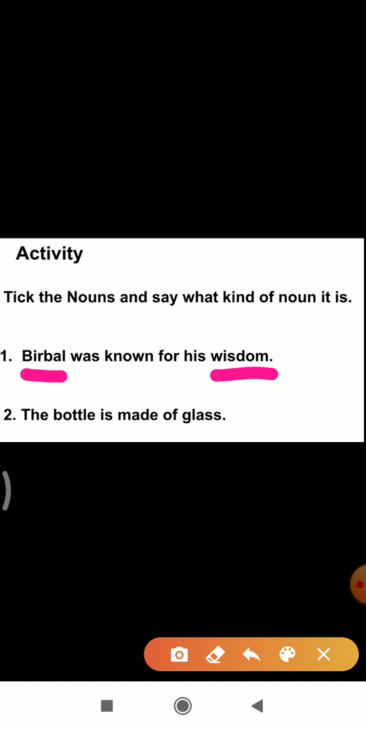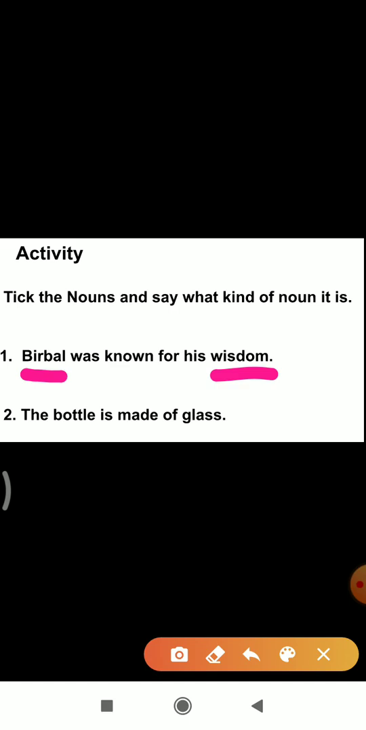Okay, and the next noun, wisdom, what is it? Is it the name of someone special? No. Then can you see wisdom? Can you touch it? No, right? So wisdom is what? Right, an abstract noun. Okay, so here we found two kinds of nouns. Birbal is a proper noun, whereas wisdom is an abstract noun. Let's go for the other one.